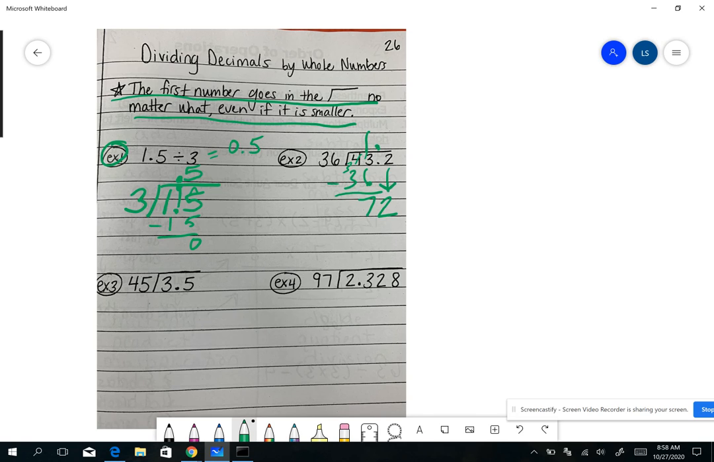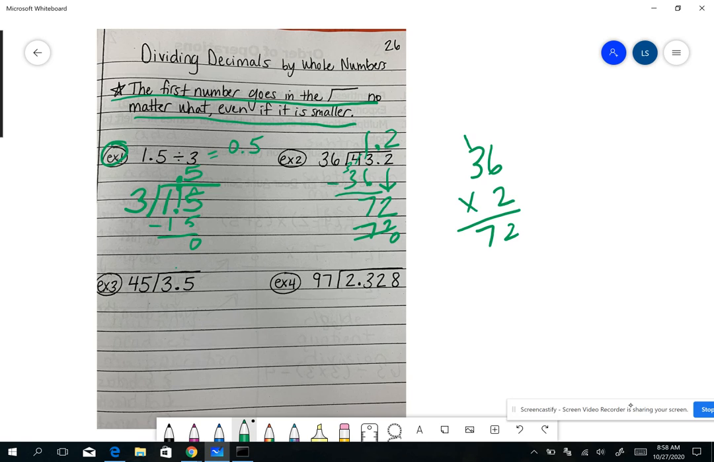36 into 72. Well, you might have to come off to the side here and decide how many times. Let's try 2. 2 times 6 is 12. 6, so it works out 72 perfectly. So my 2 goes above the number I brought down. 2 times 36 is 72. Subtract, I get nothing.